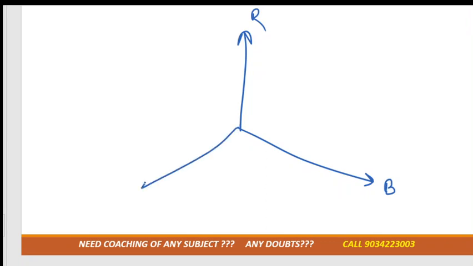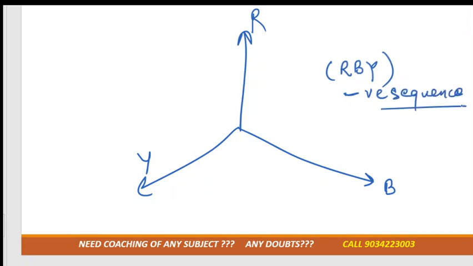Okay, if I take the opposite, in the sense that R is first, then I go to B, then Y. I just took the opposite from the previous one. This sequence is R, B, Y. First I'm standing on R, then I go to B, then I go to Y. So this is known as RBY, and this is known as negative sequence. Okay, so now you know about the positive sequence and the negative sequence.